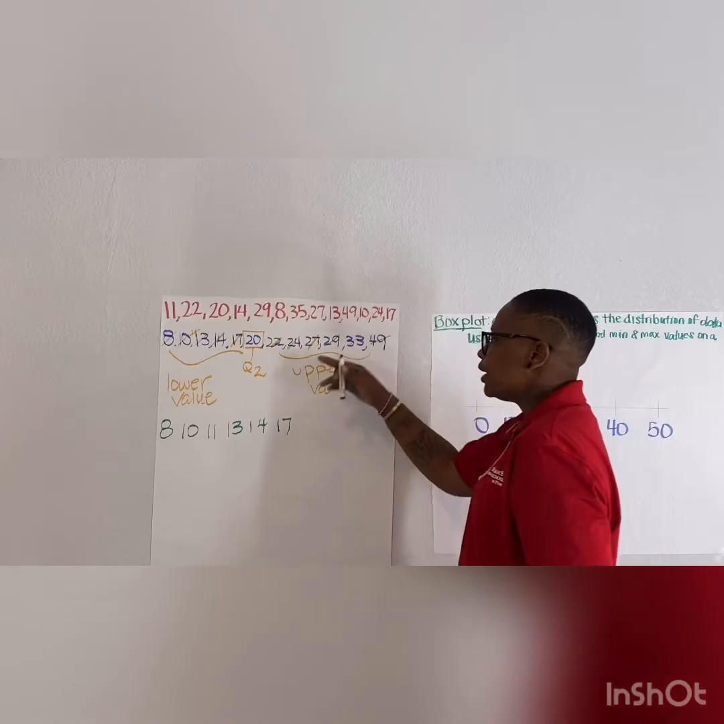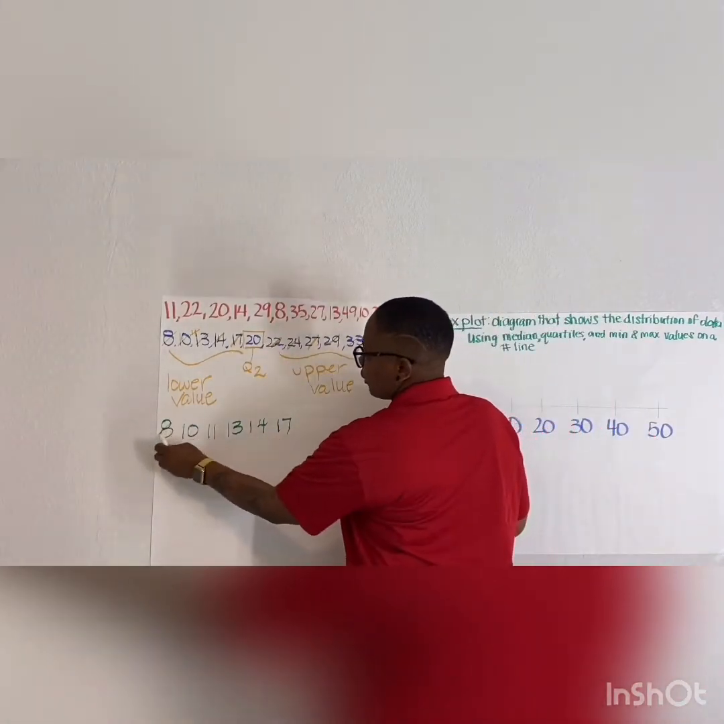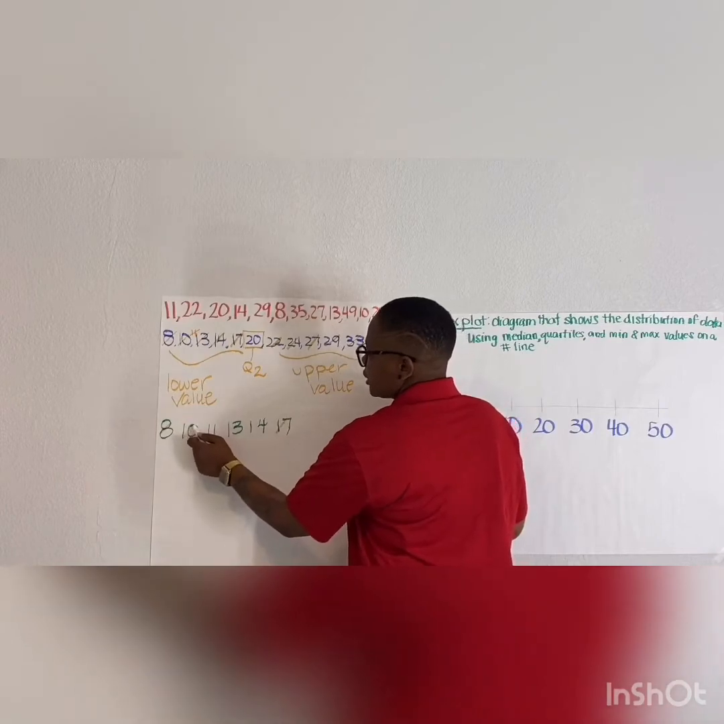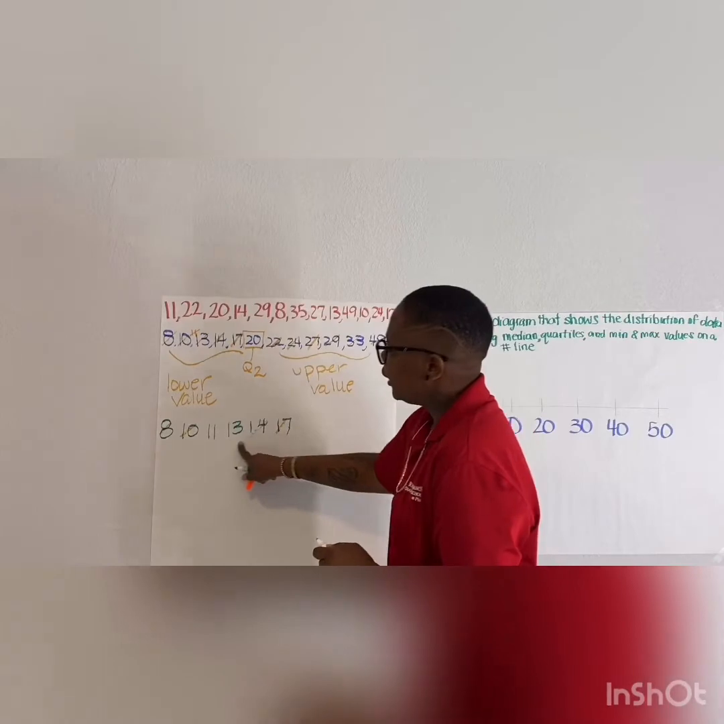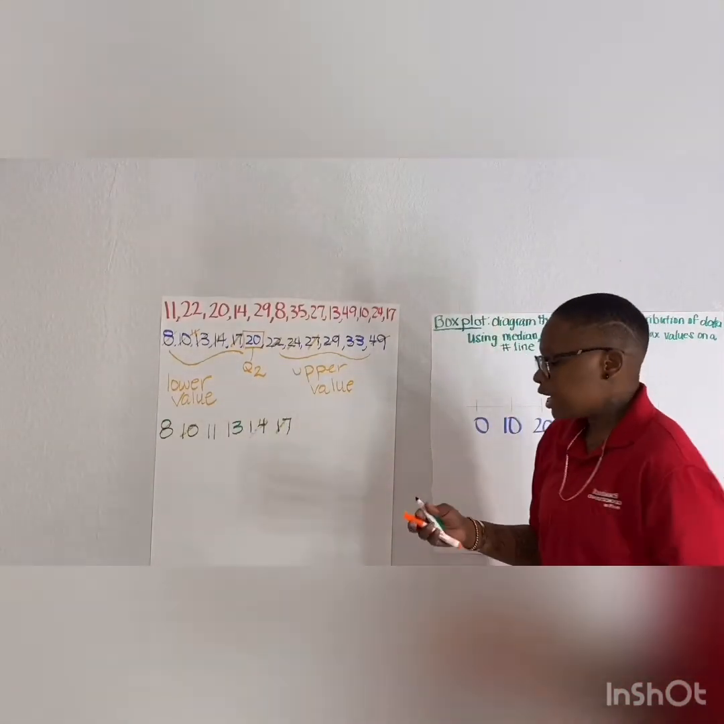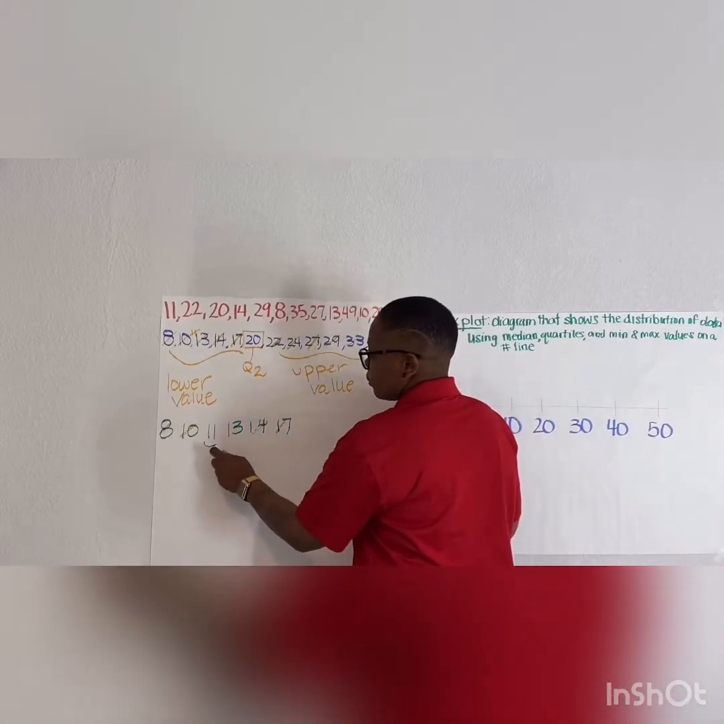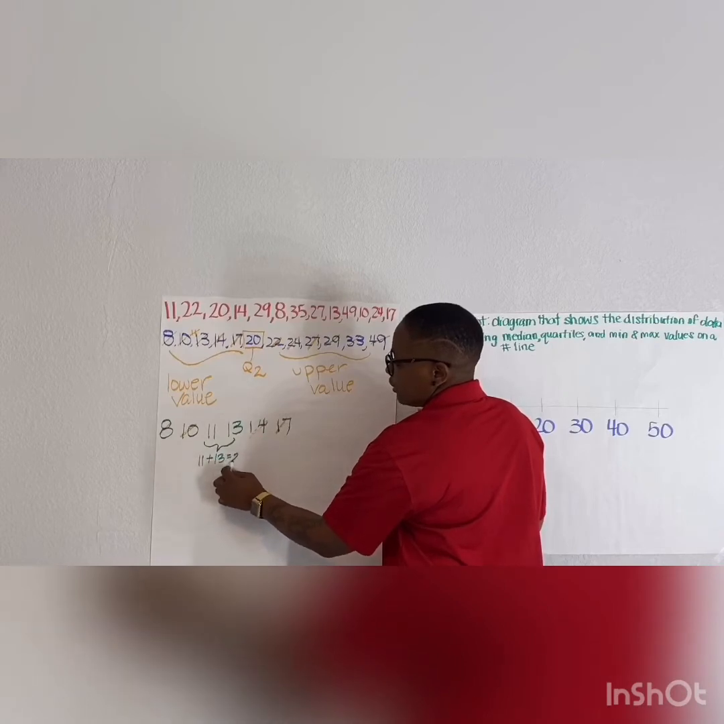So we do the same thing that we did up here to find our median. We simply cross out, right? So I cross out 8, cross out 17, cross out 10, cross out 14, but I'm left with 11 and 13. If this happens, all we do is take the average of these 2. So that's 11 plus 13, which gives me 24.